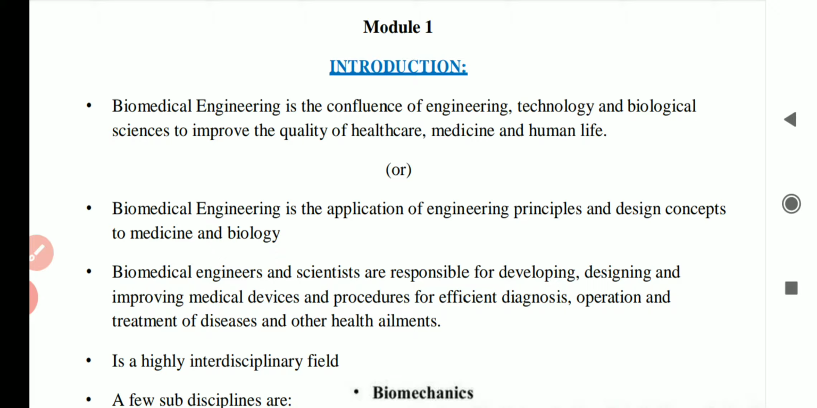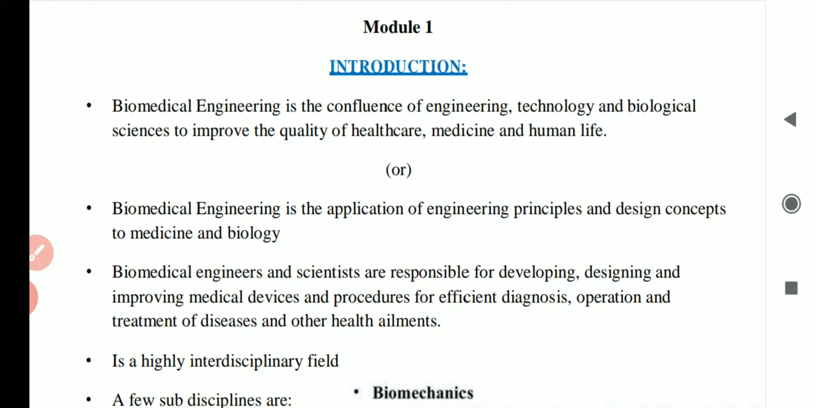First of all, we have to know what is biomedical engineering. A simple definition: biomedical engineering is the confluence of engineering, technology and biological sciences to improve the quality of healthcare, medicine and human life. Confluence means the merging. That is the merging of engineering, technology and the biological sciences.